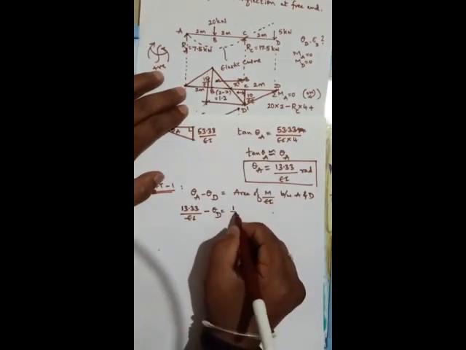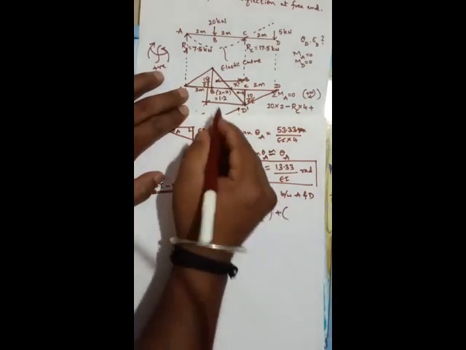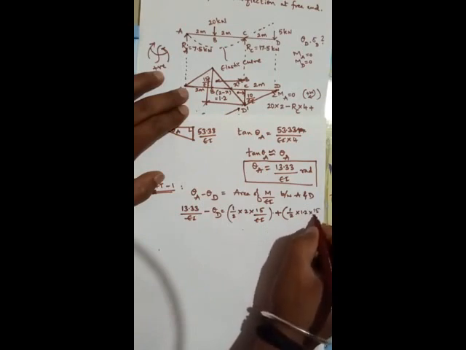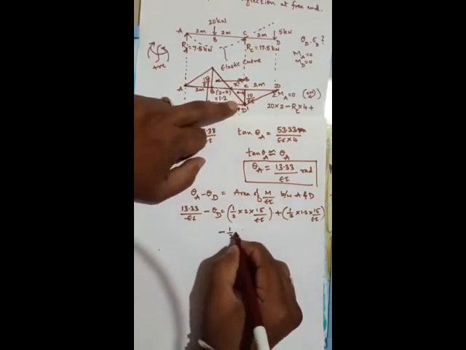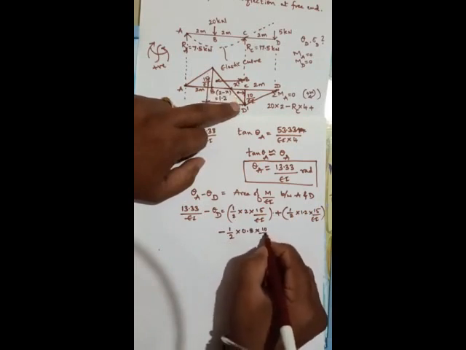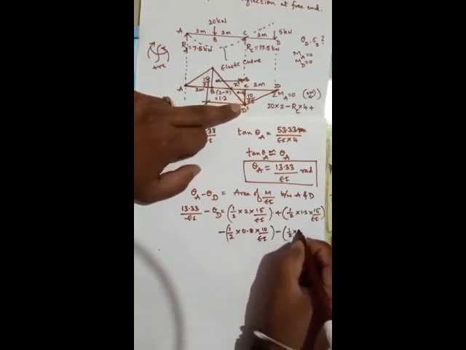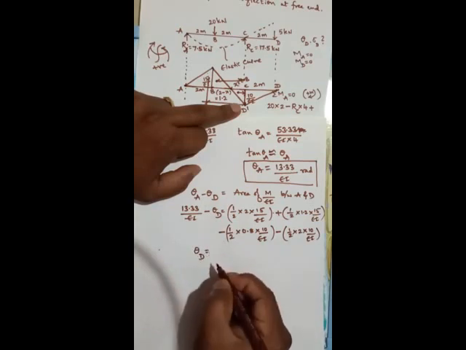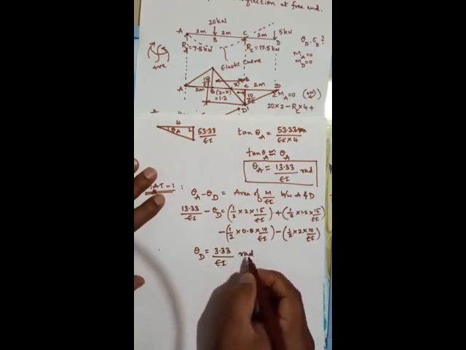First triangle, it is positive half into base is 2 meters into height is 15 by EI. So plus second diagram, half into base is 1.2 into height is again 15 by EI. Then this triangle, that is minus half into base is 0.8 into height is 10 by EI. Then this triangle, that is minus half into base is 2 meters into height is 10 by EI. So if you do this simplification, you will be getting the value as 3.33 by EI radians.